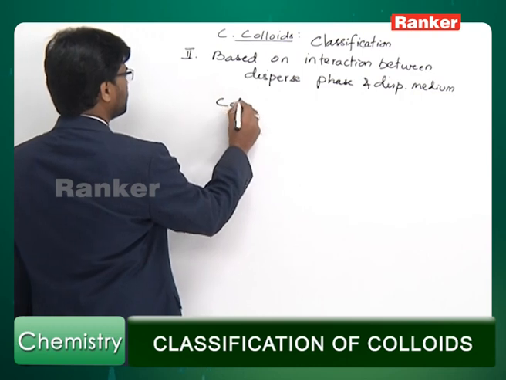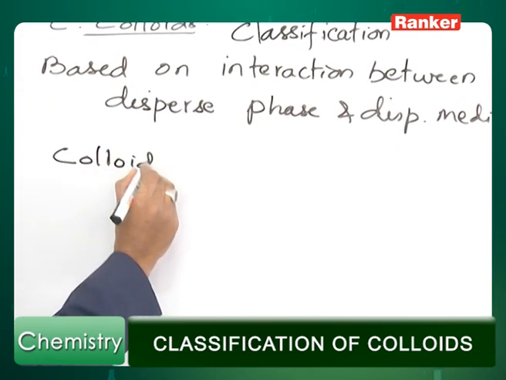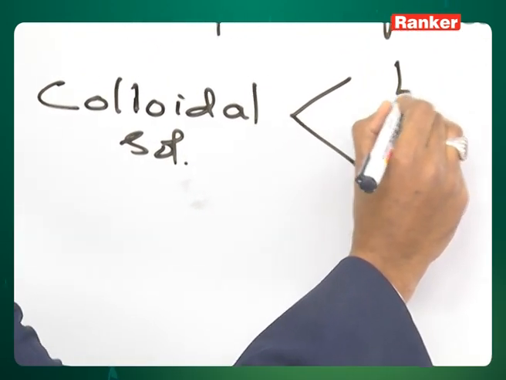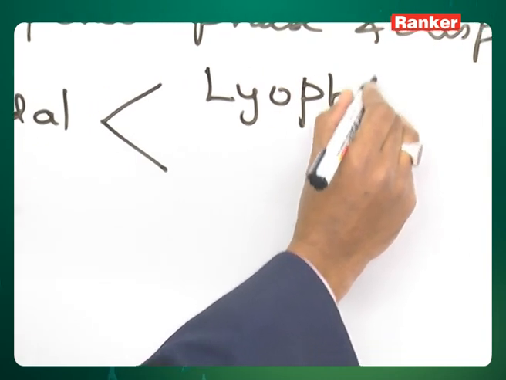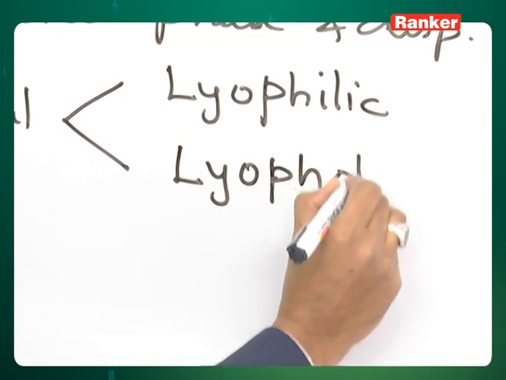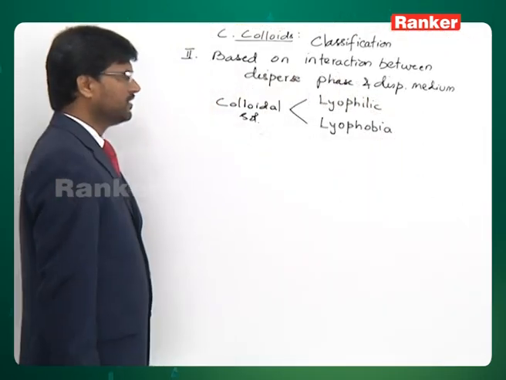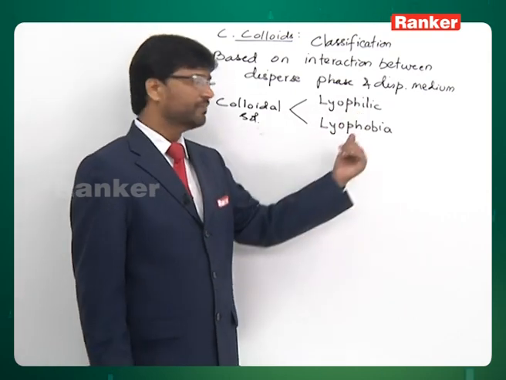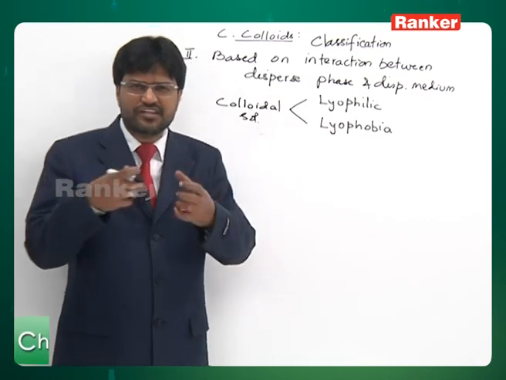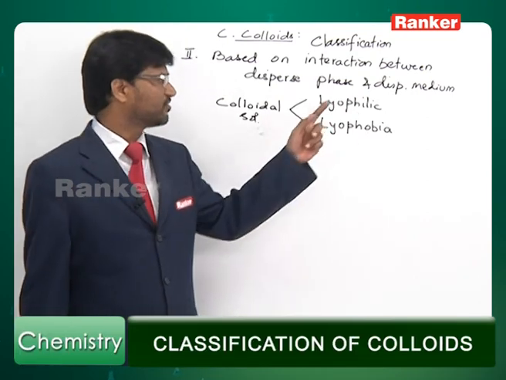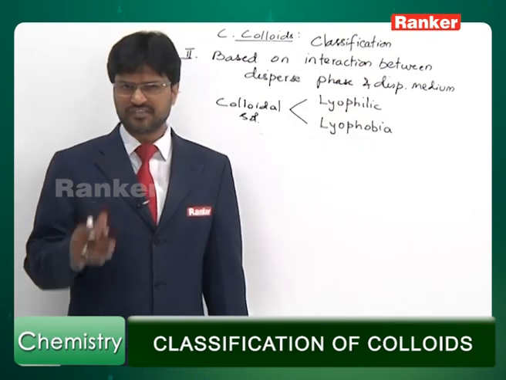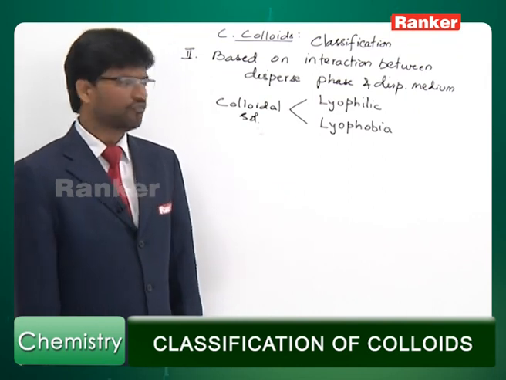Here, colloidal solutions are classified into two types: lyophilic and lyophobic. Here, philic means affinity and phobic means fear. Lyo pertains to dispersion medium. So if there is a great affinity between disperse phase and dispersion medium, then such a colloidal solution is called lyophilic. If the affinity between disperse phase and dispersion medium is very less, then you describe it as lyophobic.